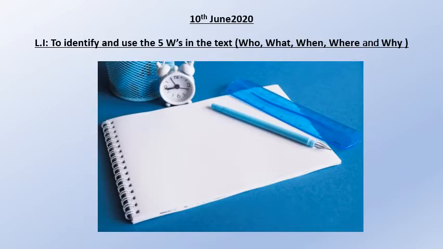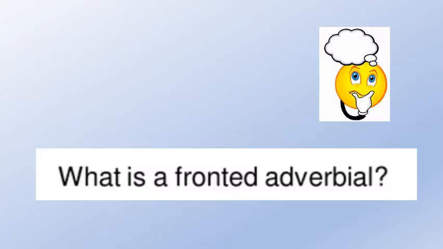The learning intention today is to identify and use the 5 W's in the text. And they are who, what, when, where, and why. Pause here while you get paper, pen, ruler, and neatly write out your date and learning intention, underline it, and we'll be good to go. Well done. Now that you're ready, we'll begin with some word work.